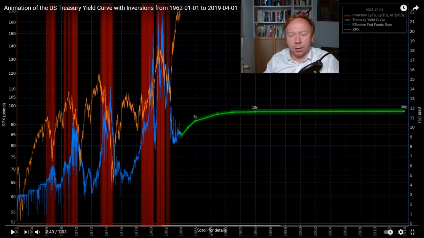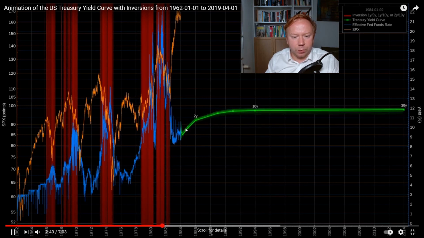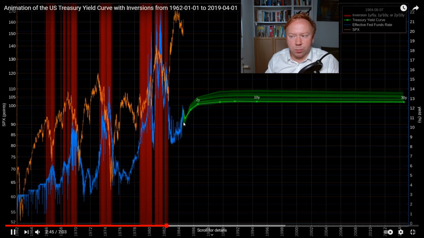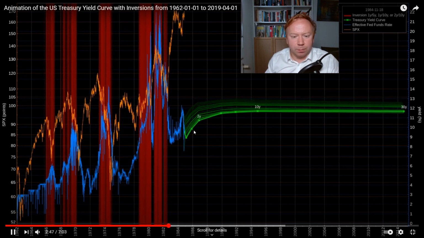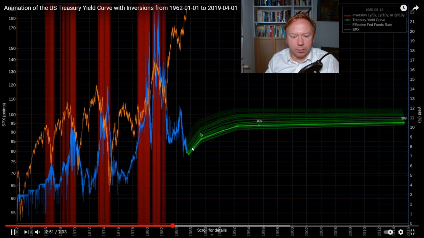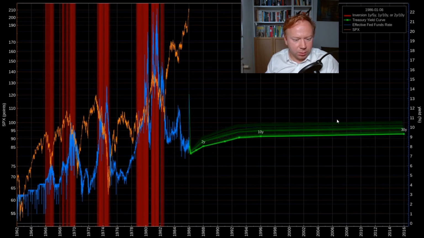So let me show you. We have a blue line which is at this point here, and we have a green line which is moving in time. So you can see this R0 is moving up and down, and the green line corresponds to the yield implied from the market. So this is the market expectation.